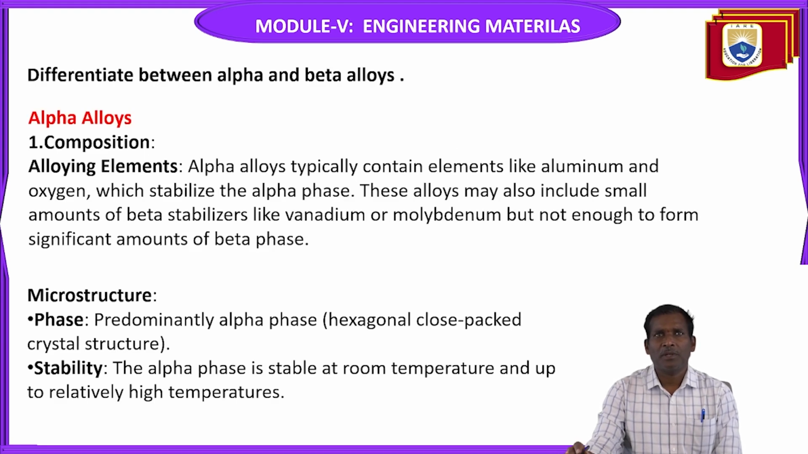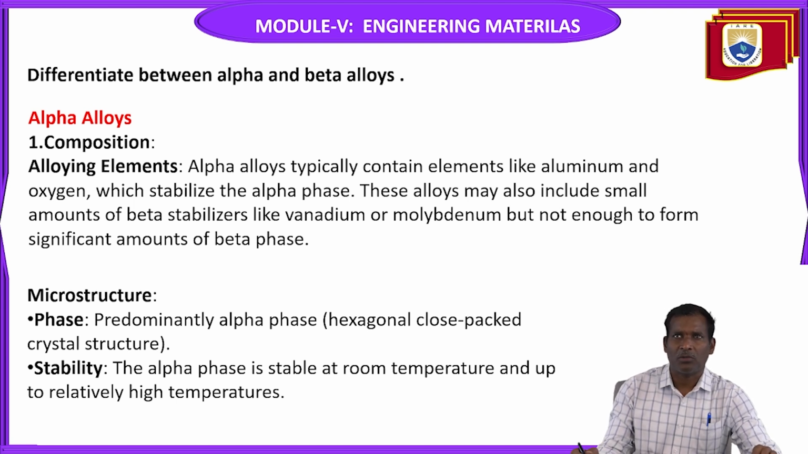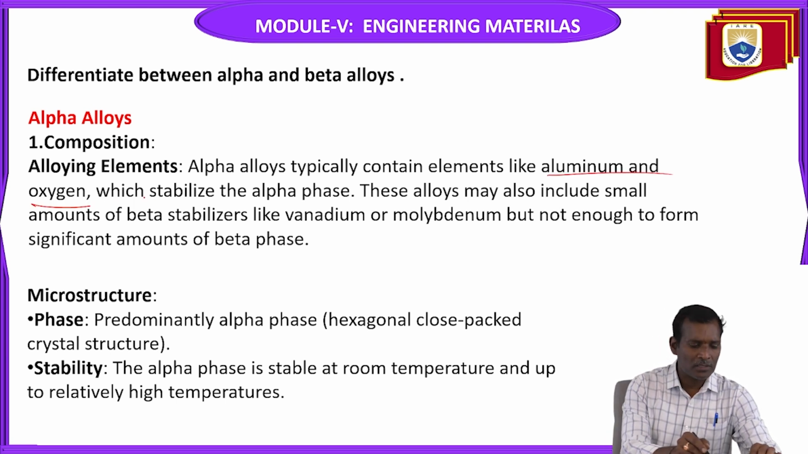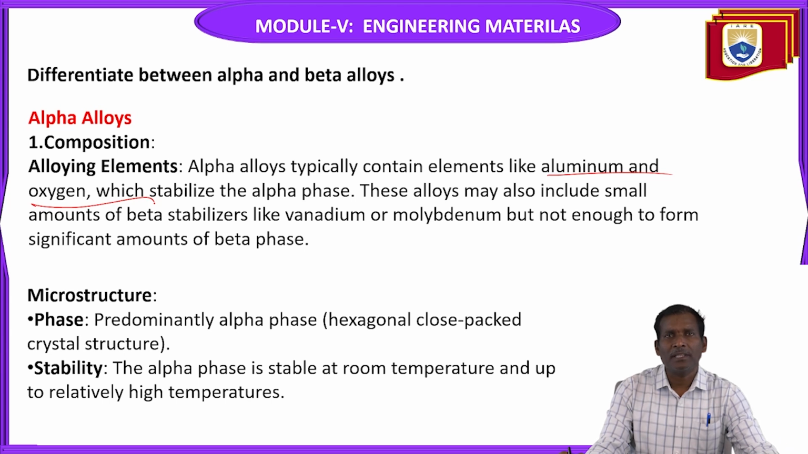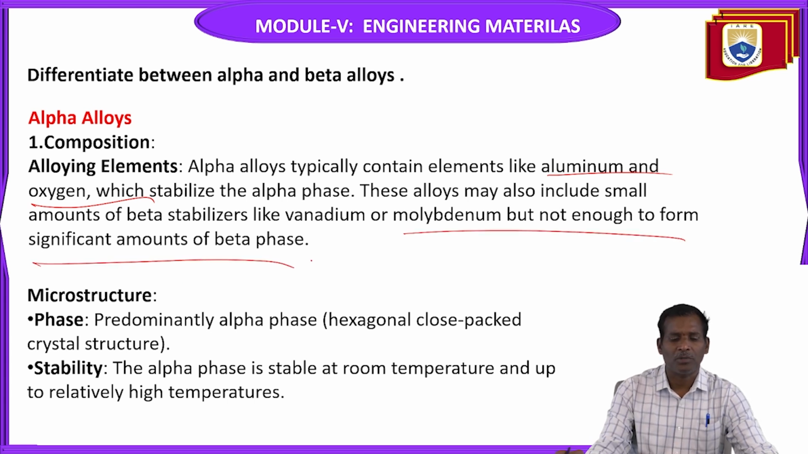So what is the difference between these alpha and beta alloys? So in starting, we have discussed about alpha and beta alloys. So in alpha alloys composition, alpha alloys will contain elements like aluminum and oxygen, which stabilize the alpha phase. These alloys may also include small amounts of beta stabilizers like vanadium or molybdenum, but not enough to form significant amounts of beta phase.